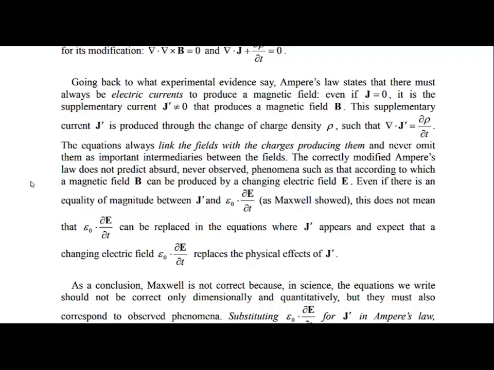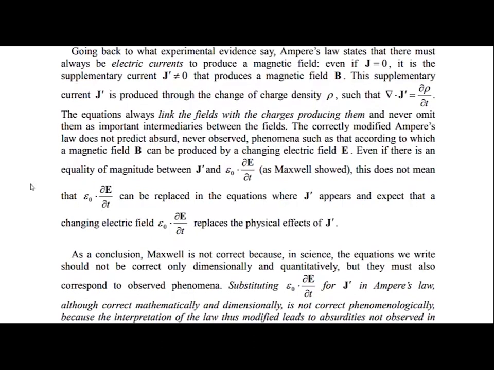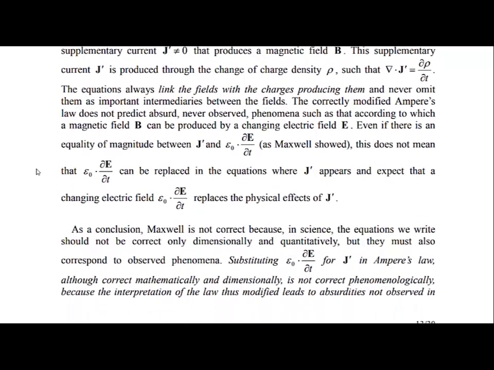The correctly modified Ampere's law does not predict absurd, never observed phenomena, according to which a magnetic field can be produced by a changing electric field. Even if there is an equality of magnitude between J prime and the electric field. Okay, so obviously this J prime term is proportional to the changing electric field. This does not mean that a changing electric field can be substituted in the equation where J prime should appear. Basically, a changing electric field can only be produced by a changing charge density.